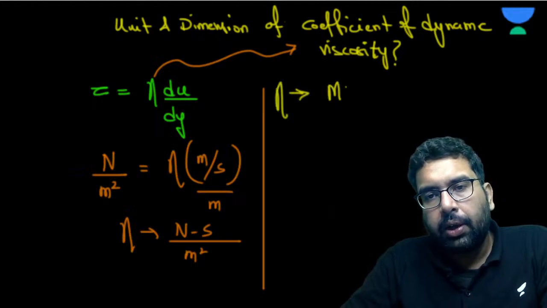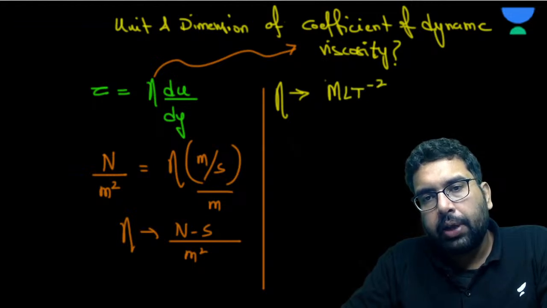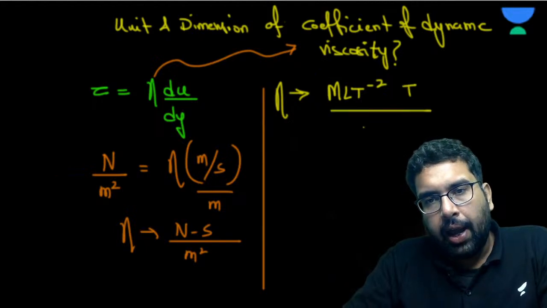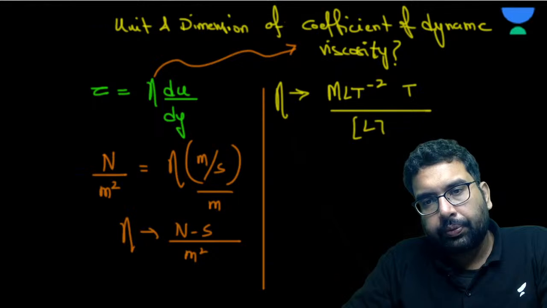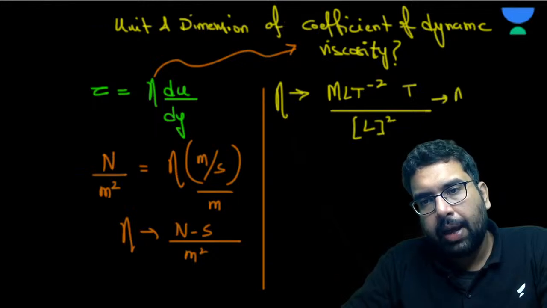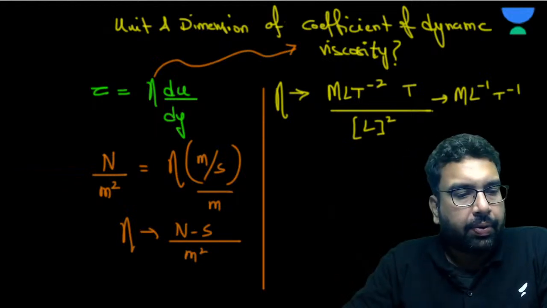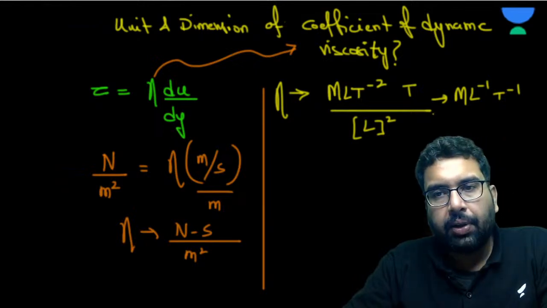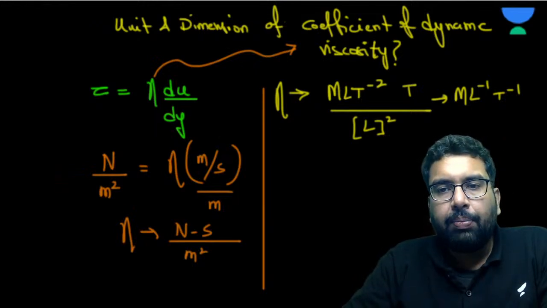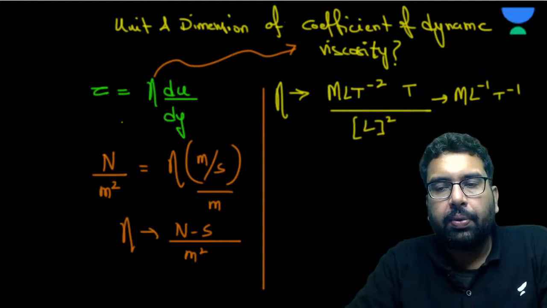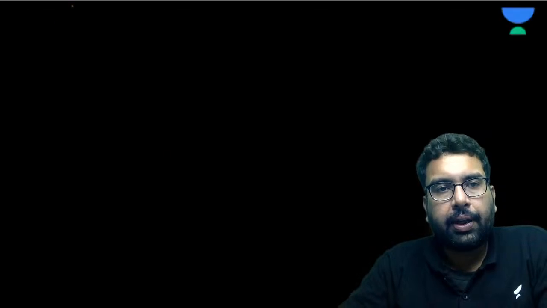So what will be the dimension of it? For Newton, it is MLT minus 2. For second, it is T, and this is L square. So this will become M L minus 1 T minus 1. Right? Very simply, we can find the dimension of something like this. Now coming to the next part.